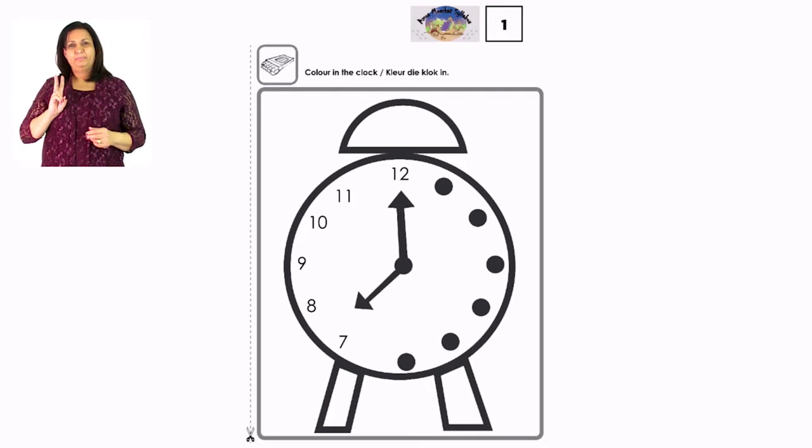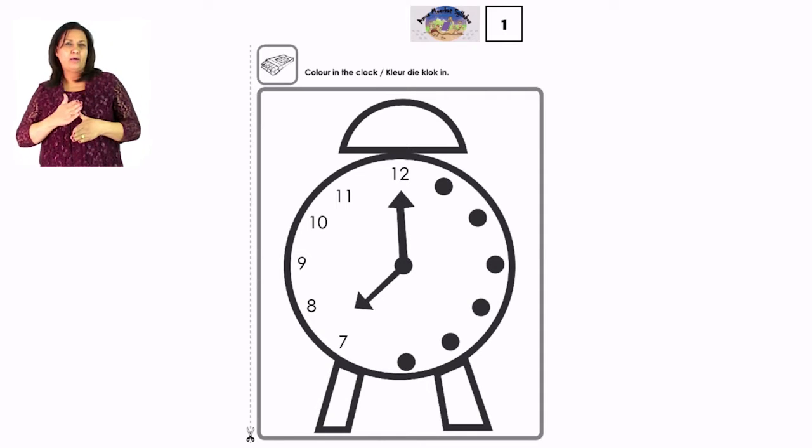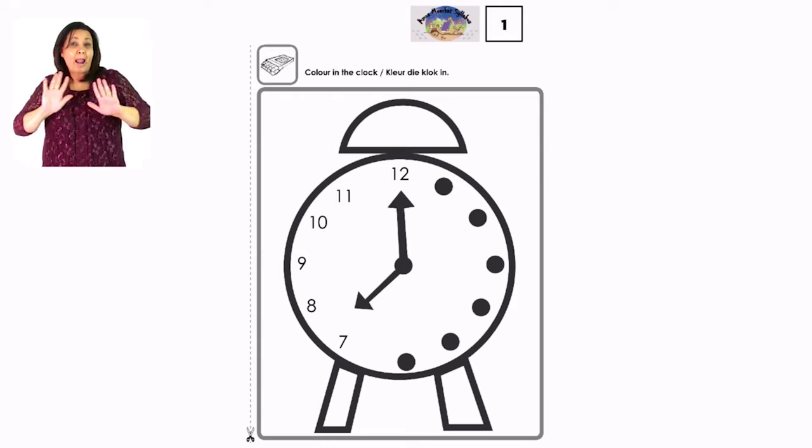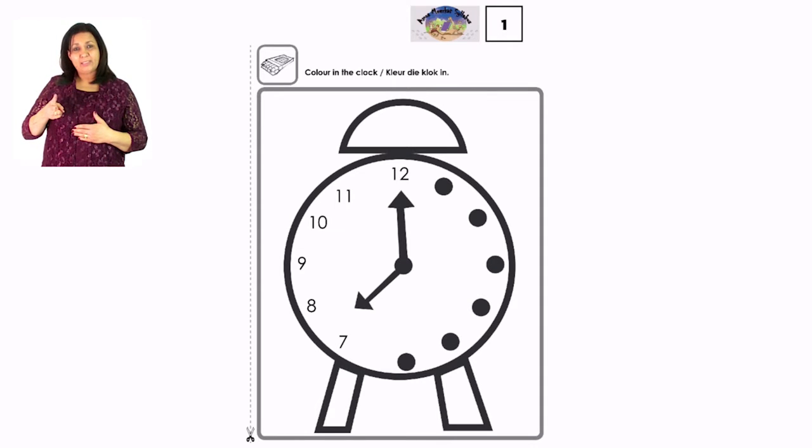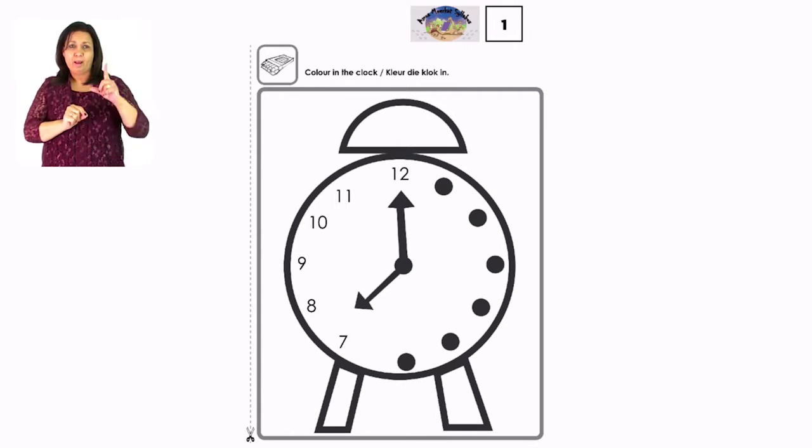On today's activity, I would like you to color in the clock that you see on page 3. Once you have finished coloring the page, I would like you to get your pair of scissors and cut along the dotted line on the left side of the page and paste it on page 4. Then we will turn over to page 5.